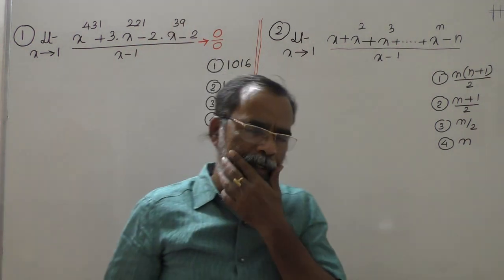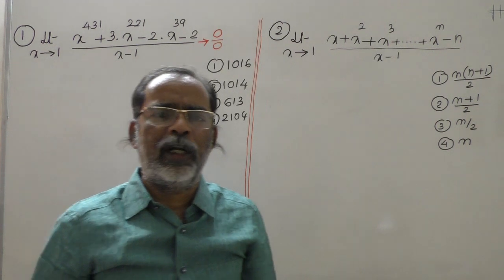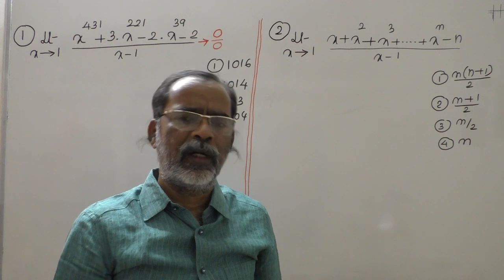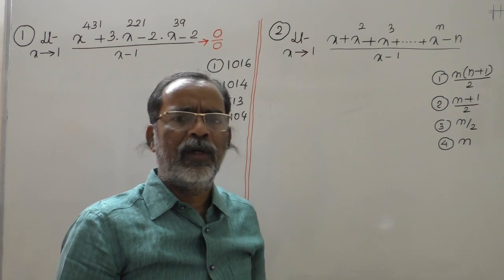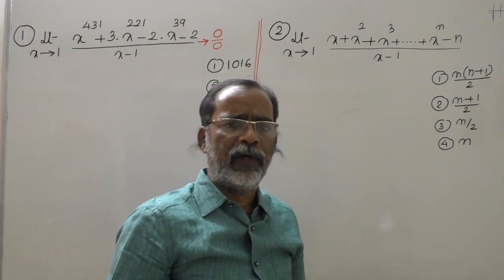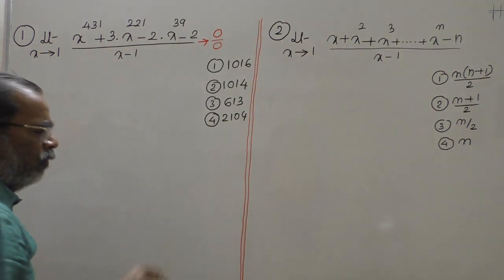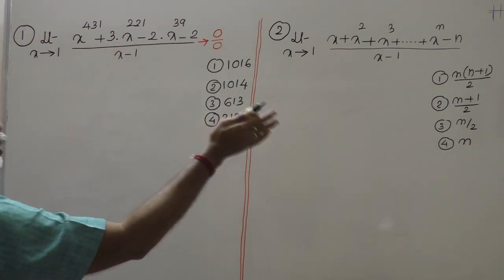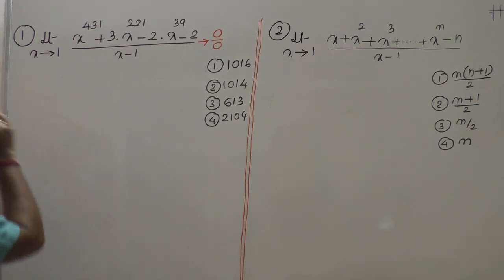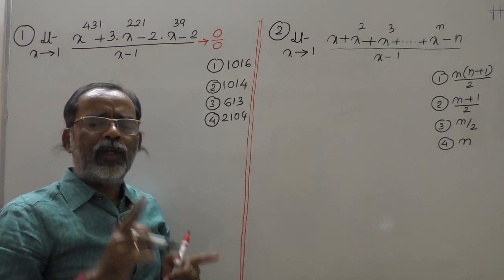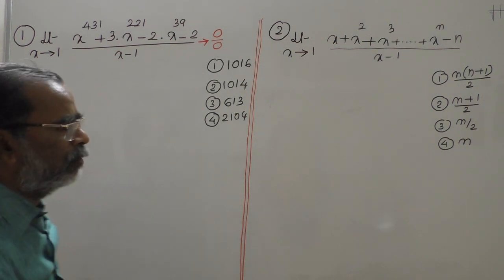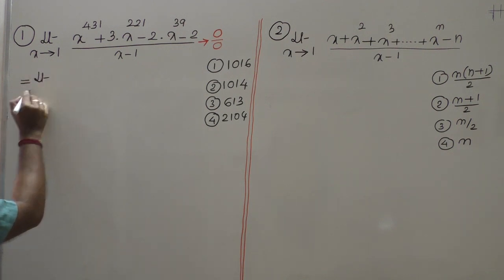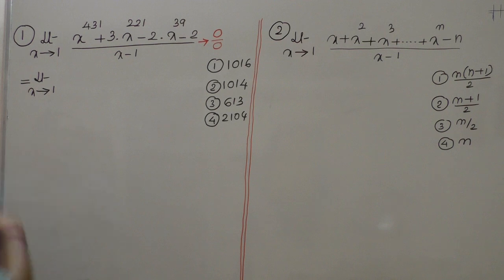When it is 0 by 0, it is an indeterminate form. When you get an indeterminate form, the choice is yours: the factorization method, rationalization when roots are there, application of standard limits, or L'Hospital rule. Whichever we feel comfortable with, we will use. Here factorization is not possible, so L'Hospital rule will be very simple. L'Hospital rule is applicable for which? 0 by 0 and infinity by infinity only. It is 0 by 0. Therefore, using L'Hospital rule, the limit as x tends to 1.